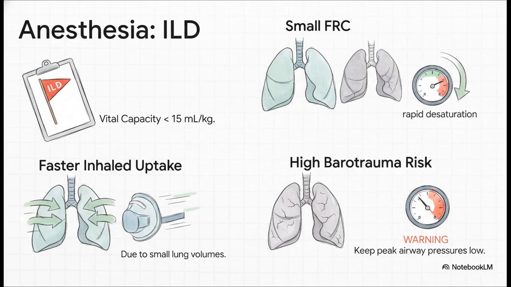That small lung volume also means inhaled anesthetics get taken up much quicker. But the biggest danger is barotrauma. Their lungs are stiff and fragile, like old parchment. You have to be incredibly gentle with your ventilation to avoid causing a pneumothorax.